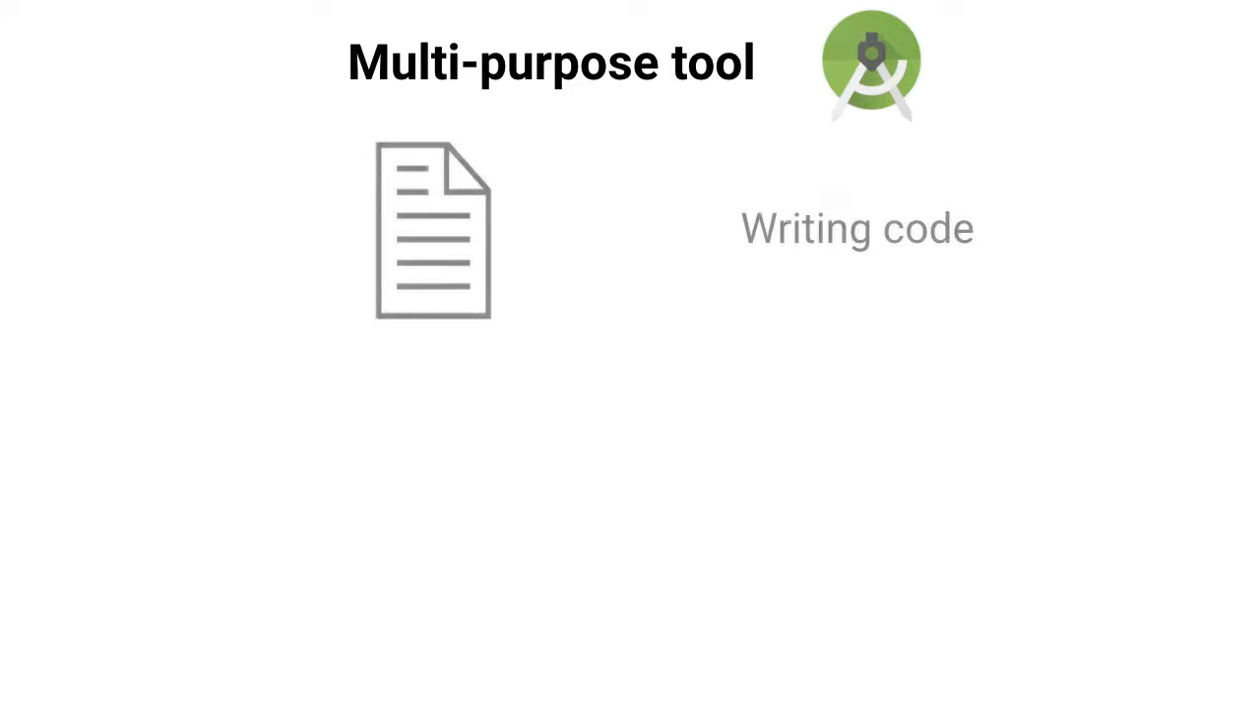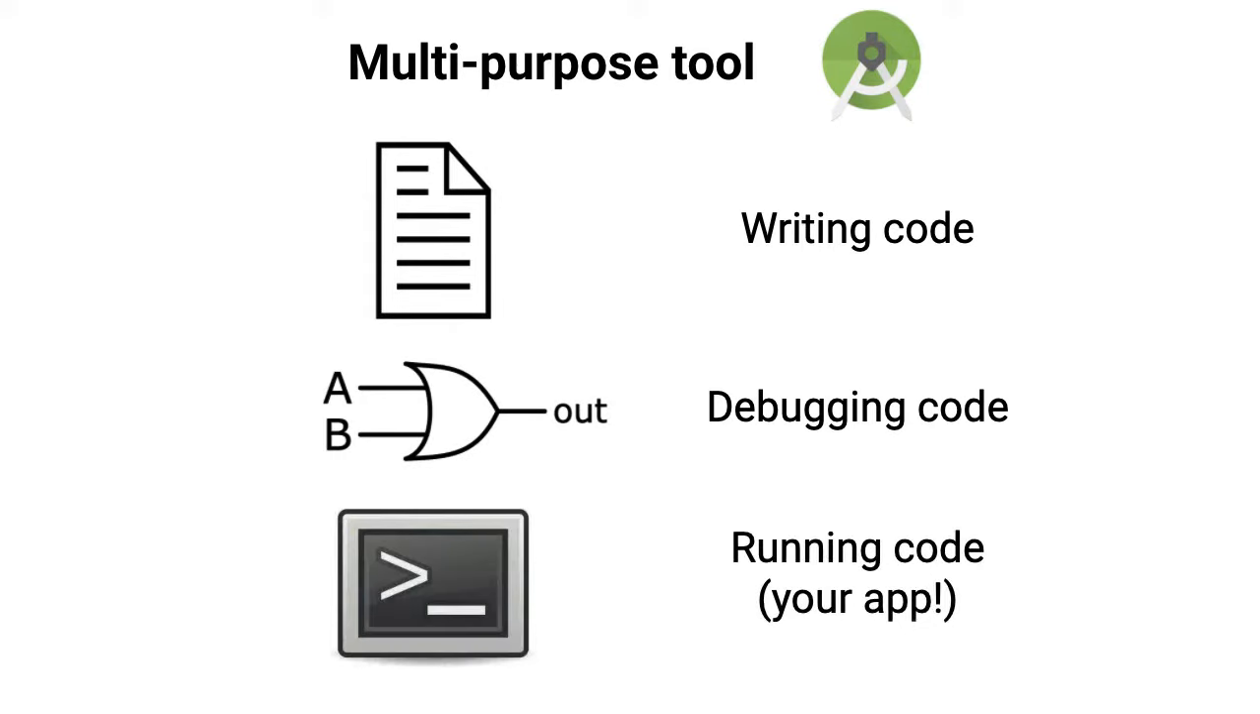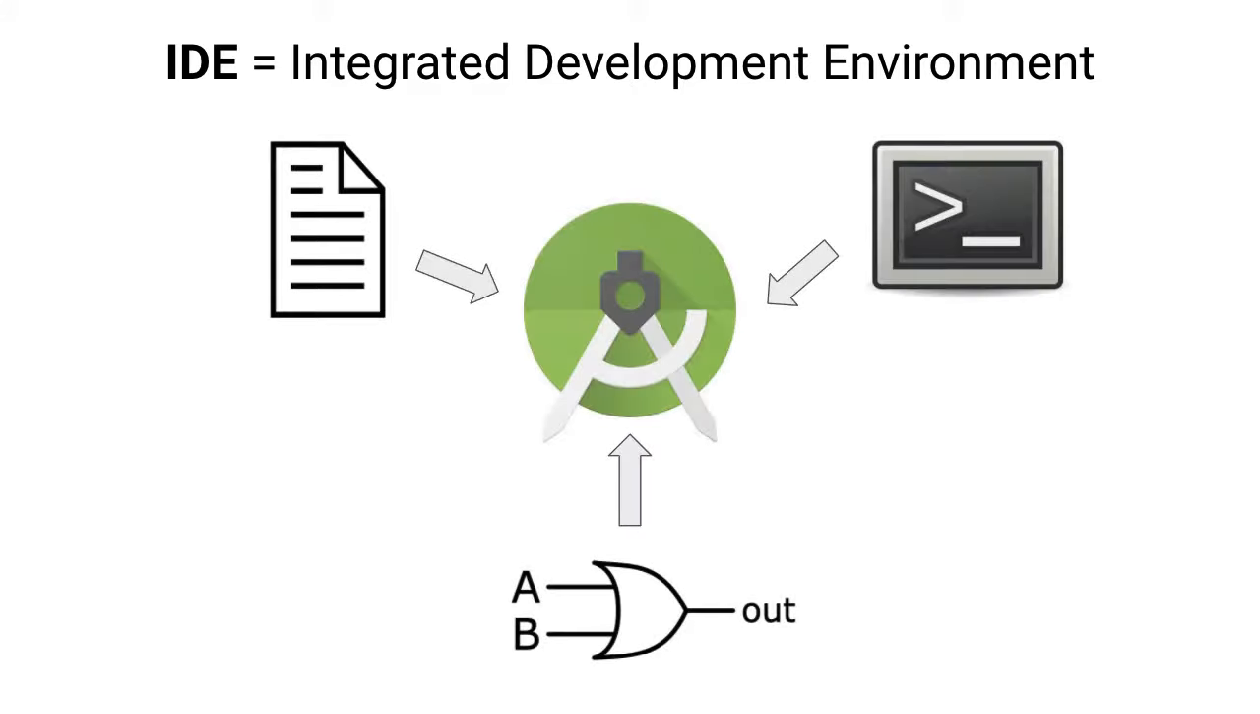Android Studio is important because as an Android developer, you're going to spend most of your time in Android Studio. You'll use it for writing the code for your app, debugging your code, and turning the code you write into a running app. That's why you'll sometimes hear Android Studio referred to as an IDE, or Integrated Development Environment, since it combines various development tools such as your text editor, terminal, and debugger, all in one application.